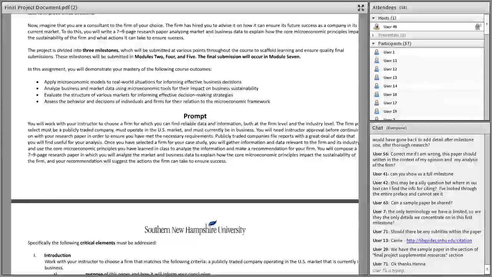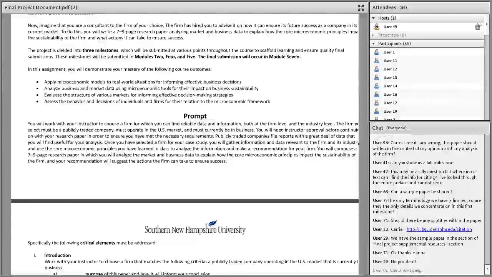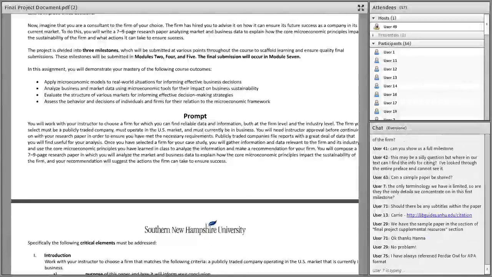Yes, you have the sample paper. Oh, yeah, it's still there then. The sample paper is in the final project supplemental resources. So you can go there, open it, and get an idea of an exemplary sample paper, what it looks like, how long it is, and each section.